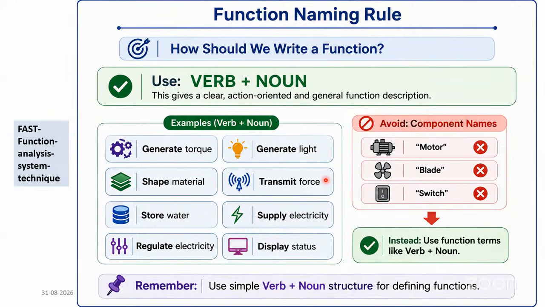Instead of going for the component name, if you describe the function like this, you get multiple solutions. Display the status. So this is an example of function naming rule. So the rule is very simple. You have to have a combination of verb and noun. Shape, material, then store water or regulate electricity are examples of function terms now.